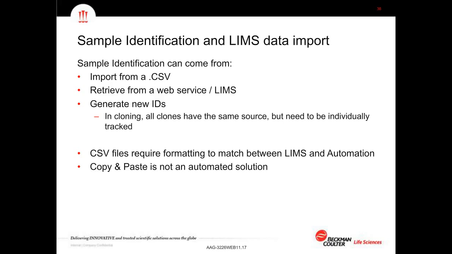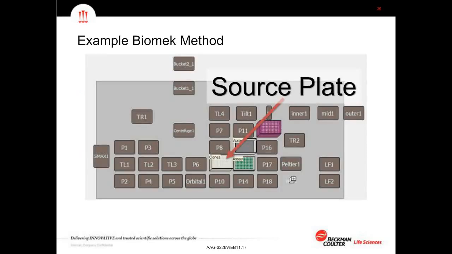So let's take a look at an individual method. This is on a cell culture I-series instrument that's in our Indianapolis lab. And I just want to note two different plates here. We'll begin with clones in a matrix rack, and then we'll transfer those into an assay plate which sits next to it.